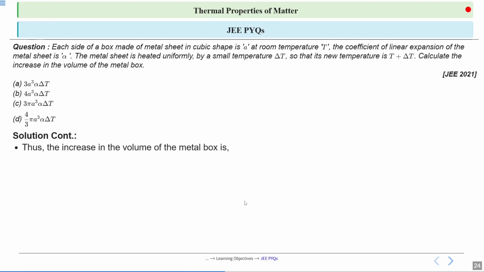Thus the increase in the volume of the metal box is 3 A cube alpha into delta T. In this question we have to find the increase in the volume, which we calculated here as 3 A cube into alpha into delta T.